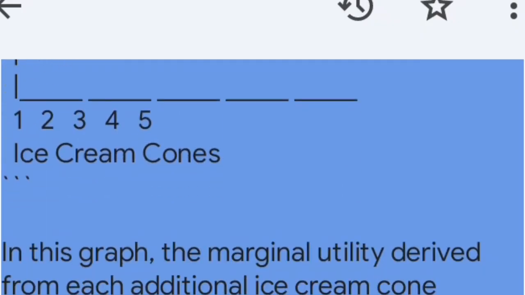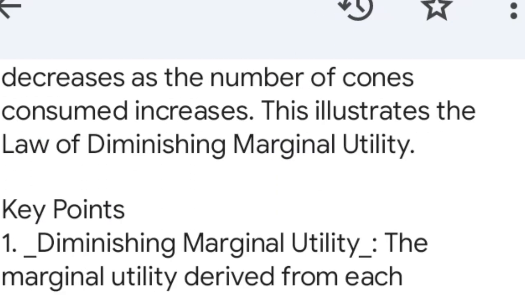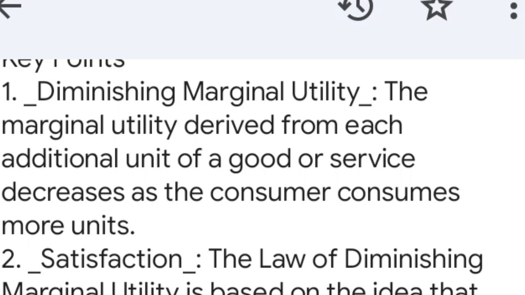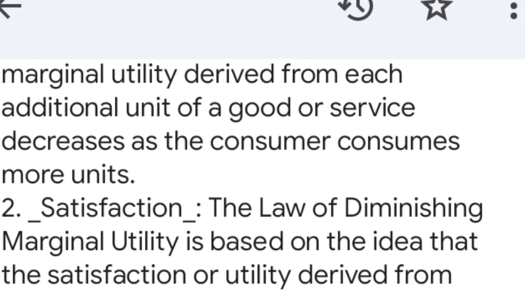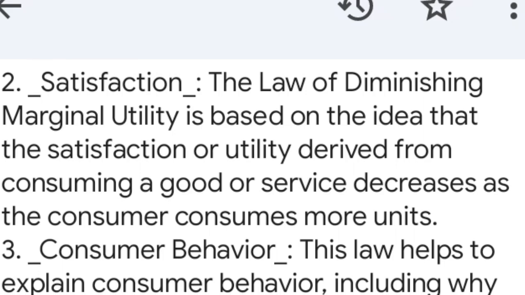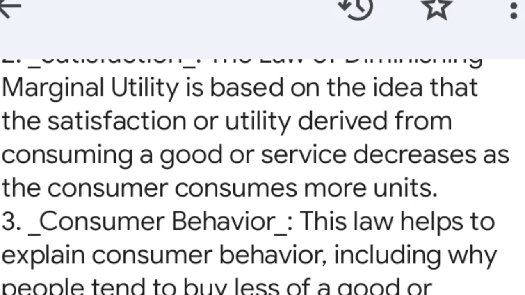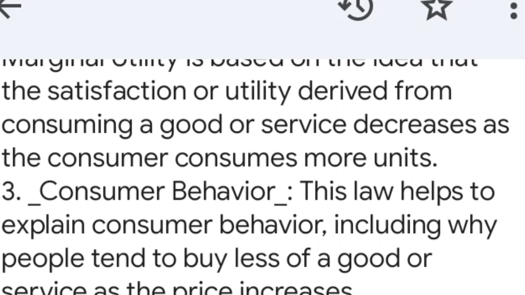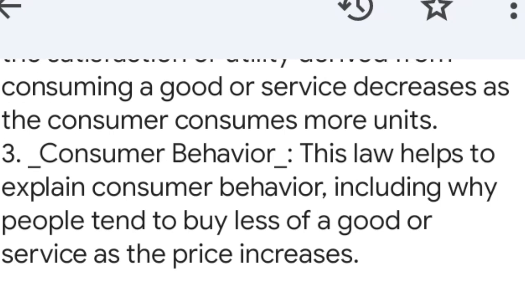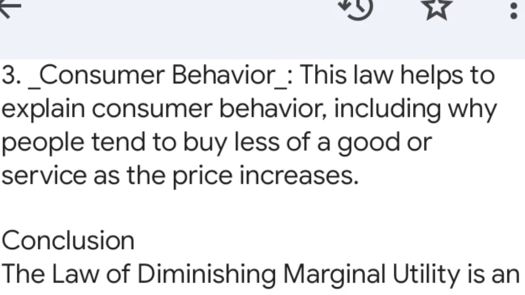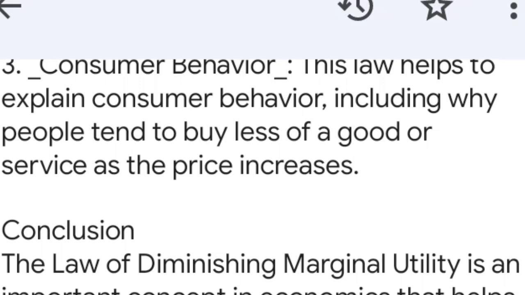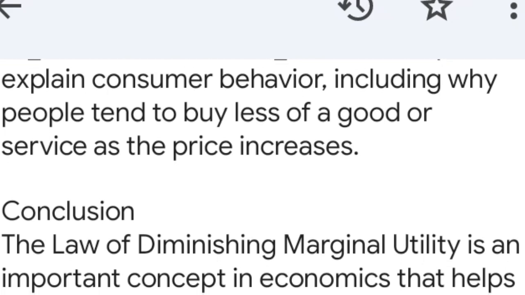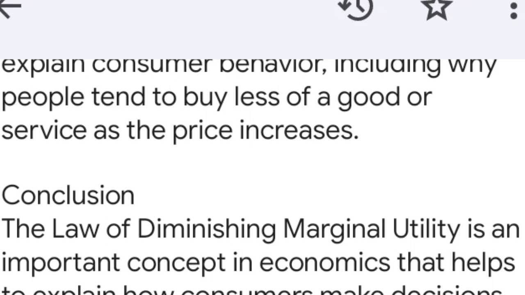Key points: 1. Diminishing marginal utility. The marginal utility derived from each additional unit of a good or service decreases as the consumer consumes more units. 2. Satisfaction. The law is based on the idea that the satisfaction or utility derived from consuming a good or service decreases as the consumer consumes more units. 3. Consumer behavior. This law helps to explain consumer behavior, including why people tend to buy less of a good or service as the price increases.